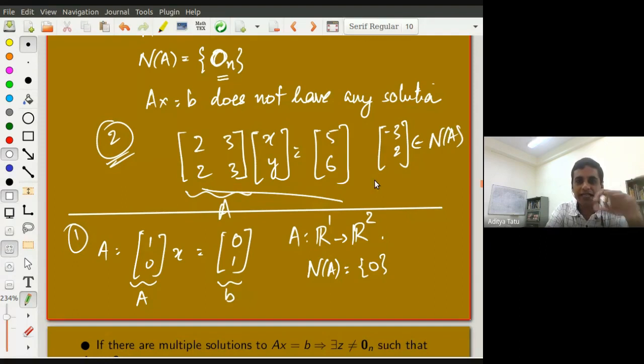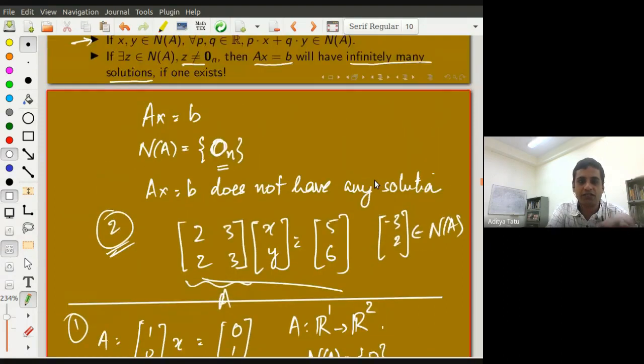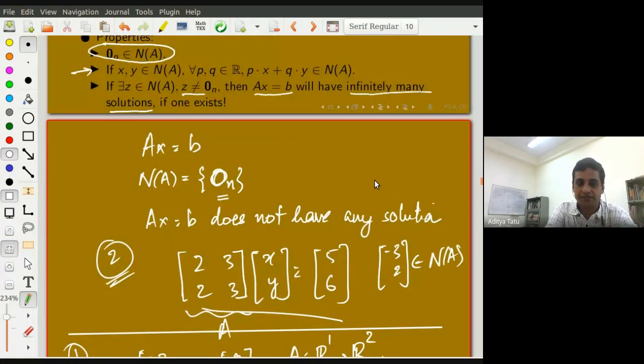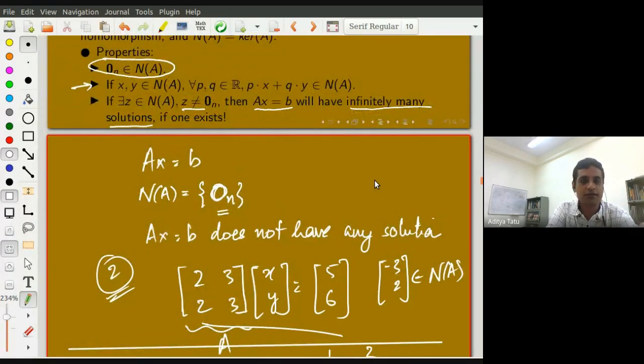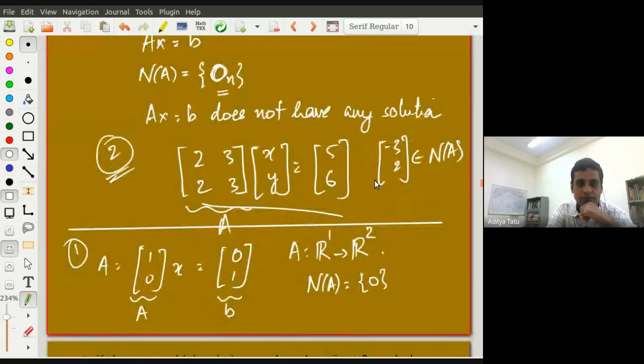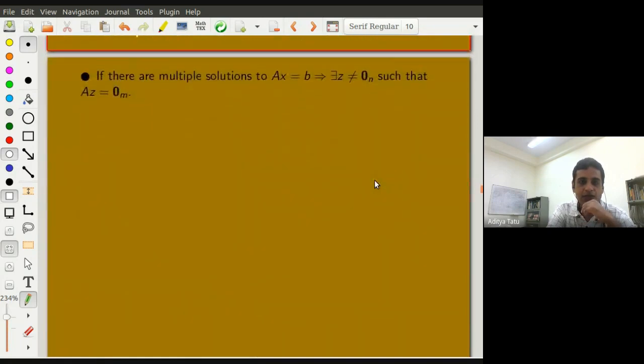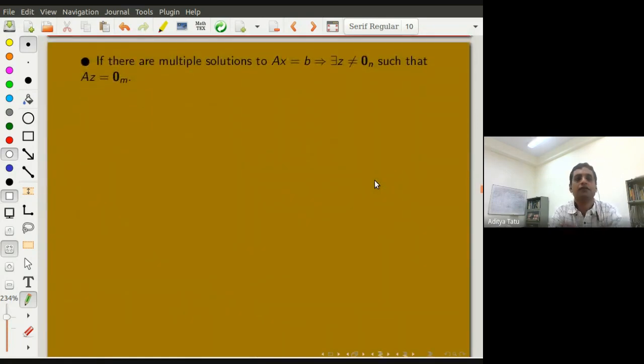Now let's try to dig into this multiple solution case. There is some non-zero vector in the null space of A. What can we say about the columns of this matrix A if the null space has a non-zero vector? That is what we're going to study next. If there are multiple solutions to Ax equal to B, that means there exists a non-zero vector z in the null space of matrix A, right?